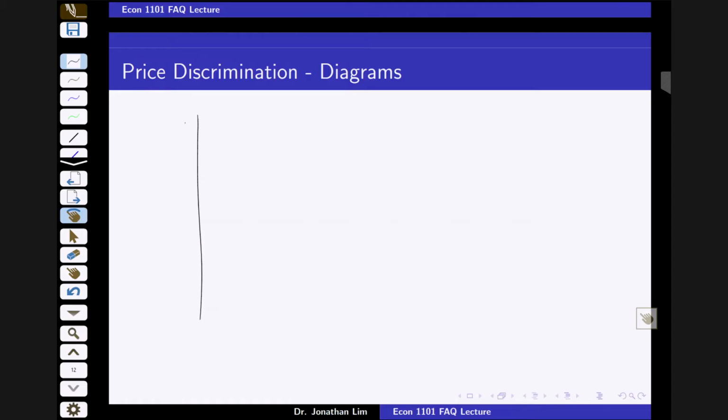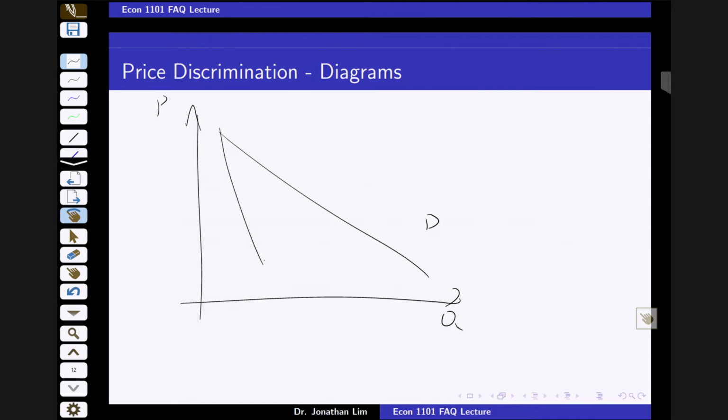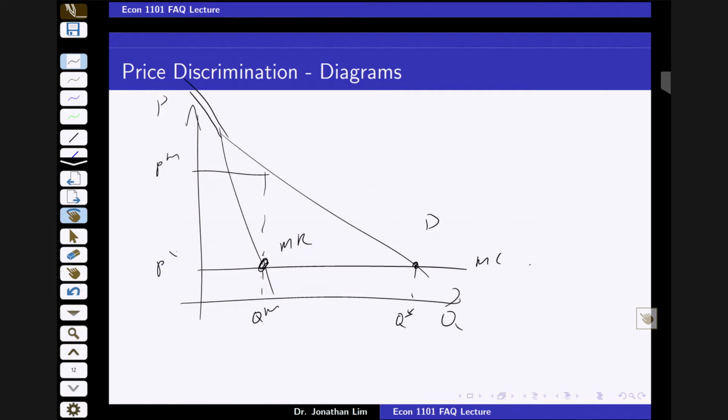So with the first degree, you have seen this, where you have demand and marginal revenue and MC. Sorry for my dodgy diagram. Then you know that that's your profit maximizing quantity. You get QM, PM, and this is your Q star, which would then be the P star if you're perfectly competitive, and that's your deadweight loss.